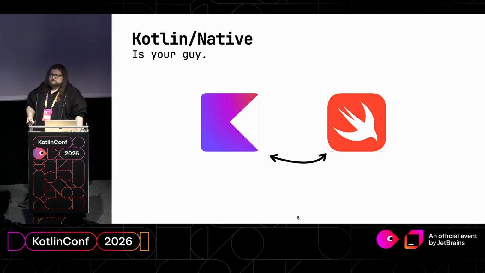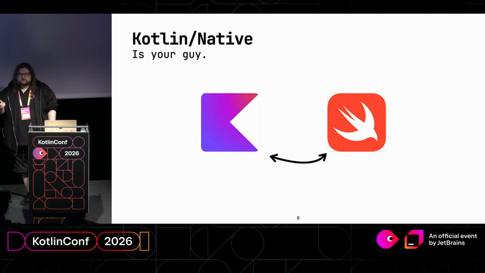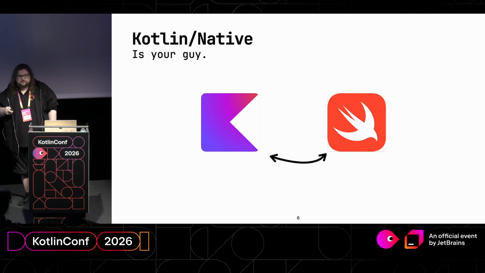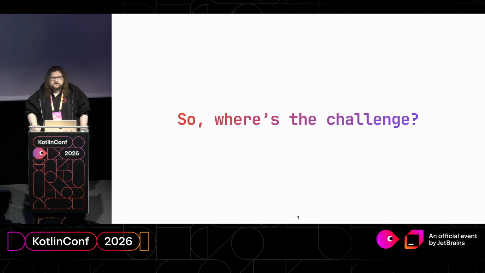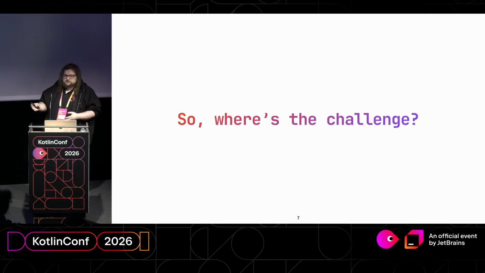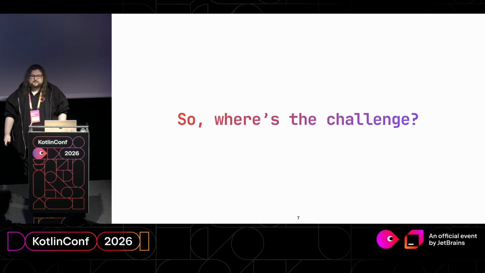Throughout the talk, I will be using those pareidolia-induced shapes for showing which language I'm talking about. So please pay attention, right? So what's the challenge? Okay, sure, we're not a transpiler, but what's the challenge in that little black arrow?